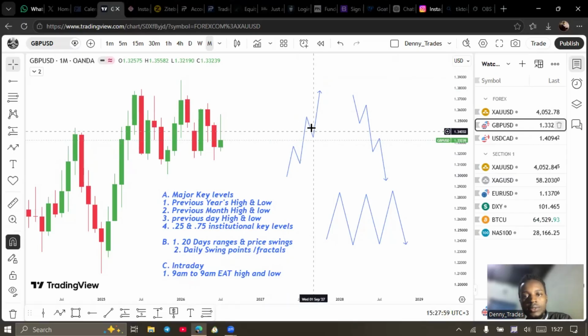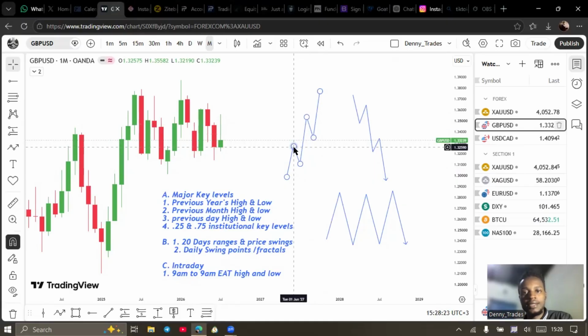this low is higher than this low, which makes it a higher low. This is a low, this is a low, okay? But this low is higher than this low, which makes it a higher low. This high is higher than this high, which makes it a higher high. So when price is bullish, it's making higher highs and higher lows.